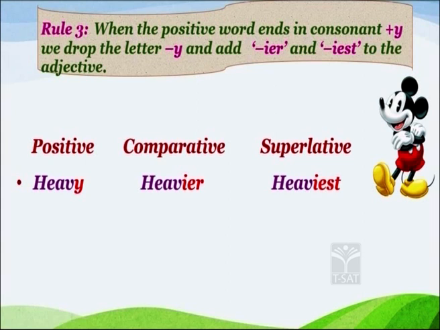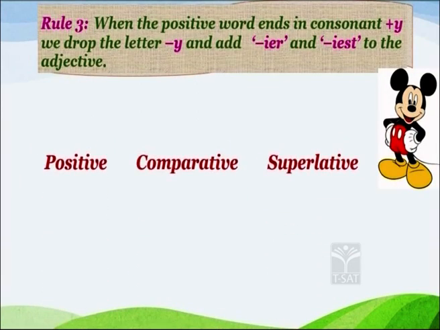And when it is changed to comparative degree, we have to add the letters IER. We have learnt in rule number 1 that we have to add the letters ER. But here, instead of writing the letter Y, we have to use the letter I. The Y changes to I. The word heavy becomes heavier in comparative and heaviest in superlative. In the same manner, lovely, lovelier and loveliest. We shall see some more examples.